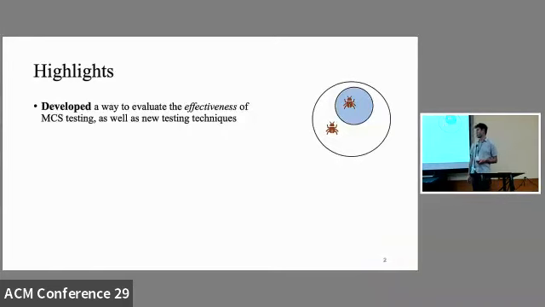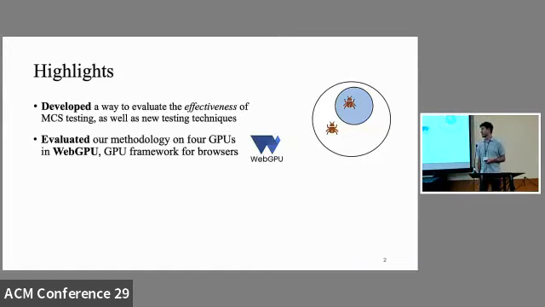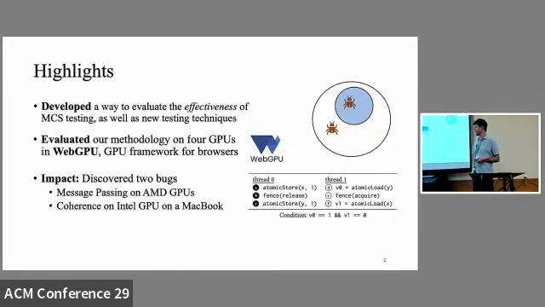In this paper, we developed a way to evaluate the effectiveness of memory consistency specification, or MCS testing, as well as develop new testing techniques. And we hope that this work brings some more rigor to the field of memory consistency specification testing. We evaluated our methodology on 4 GPUs in WebGPU, which is a new framework for GPUs in the browser.